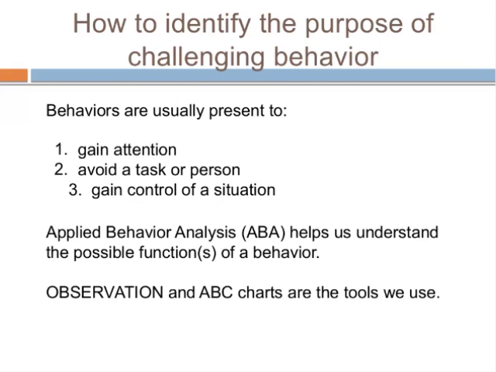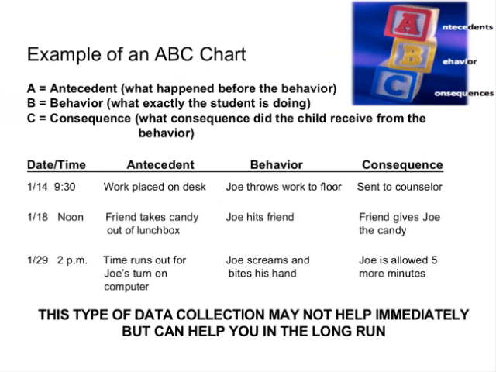This is an example of an ABC chart, and A is an antecedent, so that is what happened before the bad behavior, all right? B is the behavior, what exactly the student is doing, and C is the consequence, okay? What consequence did the child receive from that behavior? And so here's just an example. I have the date and time there as the first column, and that is important because sometimes you can track a pattern to the behavior depending on the day and the time of the week. So keep that in mind.